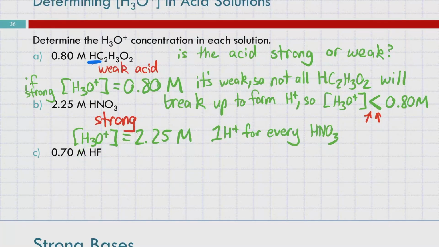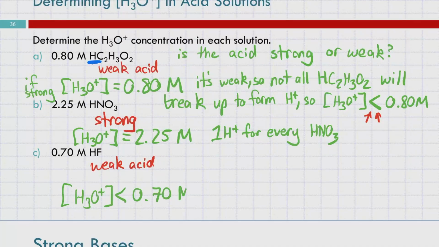All right. HF, strong or weak? Weak. We saw earlier what happens for weak acids. So what's our concentration going to be here? Less than 0.70 molar.